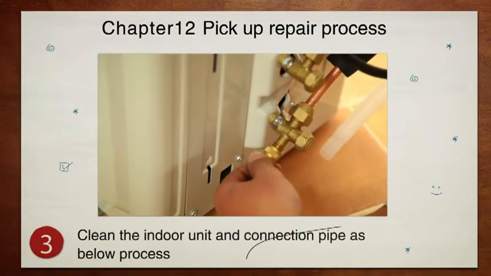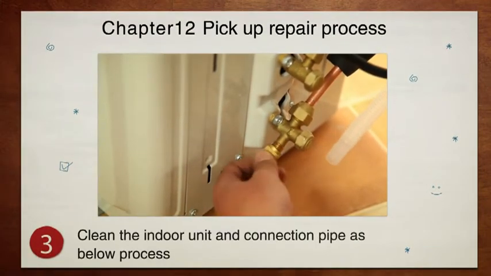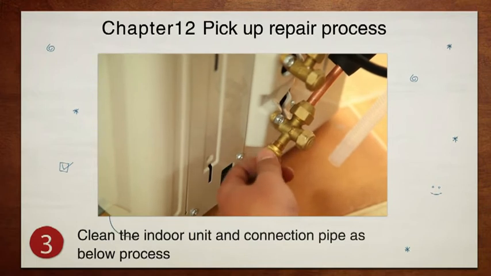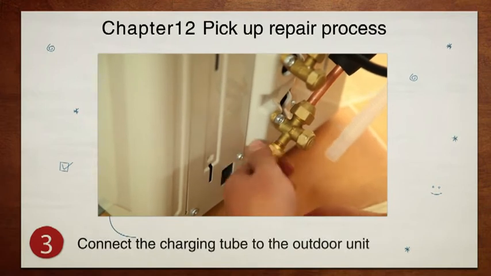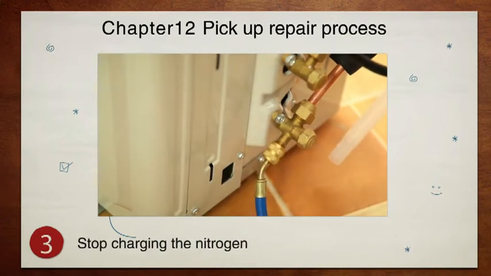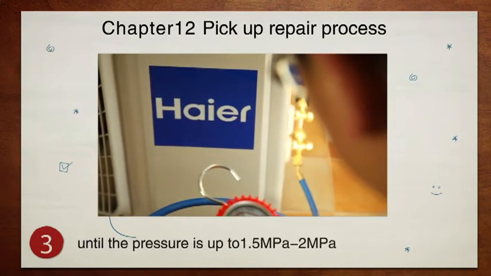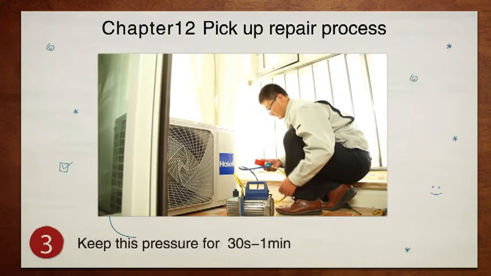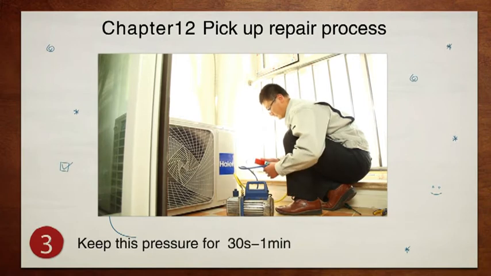Number 3. Clean the indoor unit and connection pipe as below process. Connect the charging tube to the outdoor unit and open the charging valve. Charge the nitrogen until the pressure is up to 1.5 MPa to 2 MPa. Keep this pressure for 30 seconds to 1 minute.